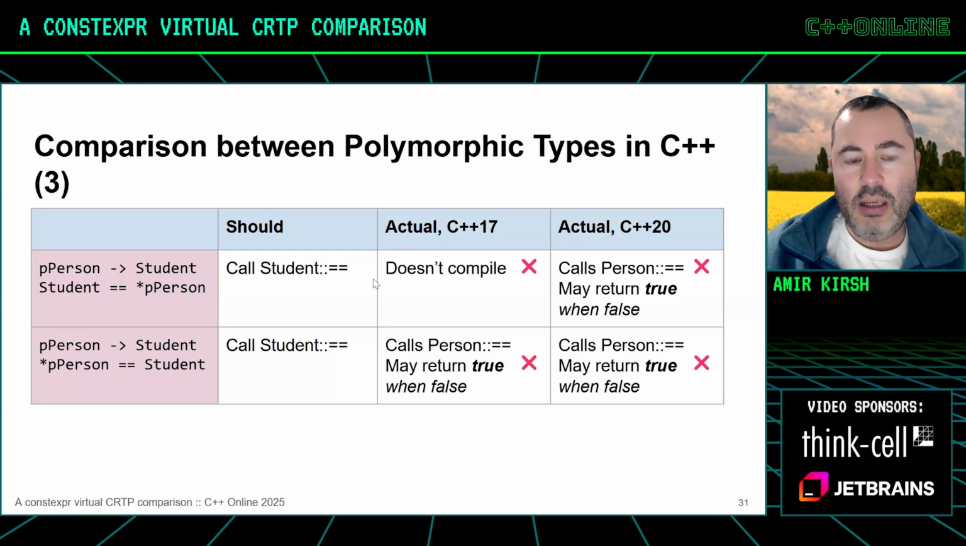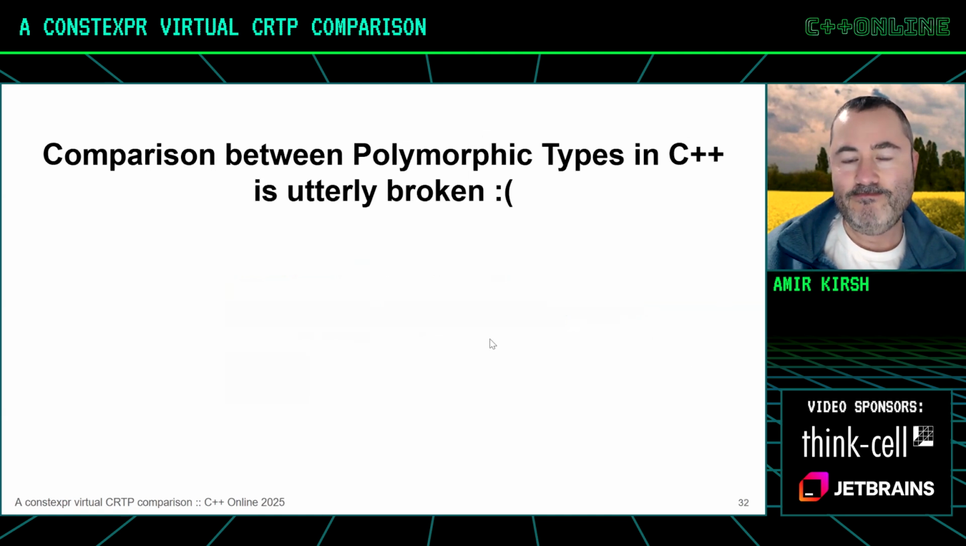The actual behavior is that the first one would not compile in C++17 because a student can't take a person, even though the person points to a student. Maybe we do want it to work if the person actually points to a student. And the second one may return true even if they are not the same type. And again, in C++20, both would compile and both may return the wrong result. Which means that comparison between polymorphic types is utterly broken.